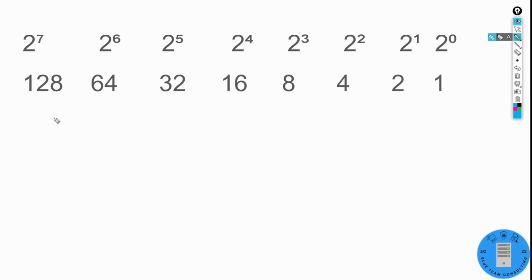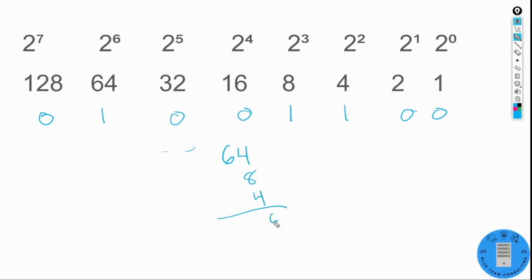So let's do 0, 1, 0, 0, 1, 1, 0, 0. Now, what does this binary number become? Well, we're going to add up 64, 8, and 4. 8 and 8 is 16, carry the 1, 76. So 0, 1, 0, 0, 1, 1, 0, 0 equals 76 in decimal.